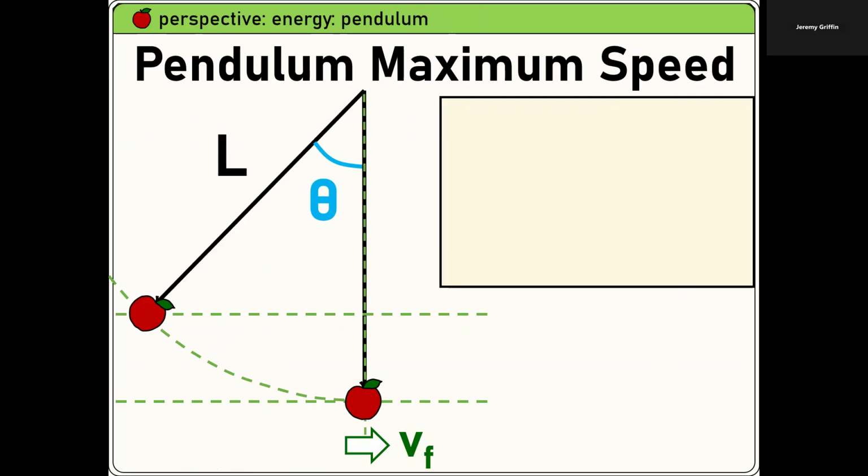The question this all leads up to is: what is the speed at the very bottom? You guys see it says vf at the very bottom? There's a geometry portion of this. There's a conservation of energy portion, which is pretty similar to what we just did a few slides ago. Do as much as you can on this one. Can you do the geometry? Can you do the conservation of energy? Can you do all the algebra?